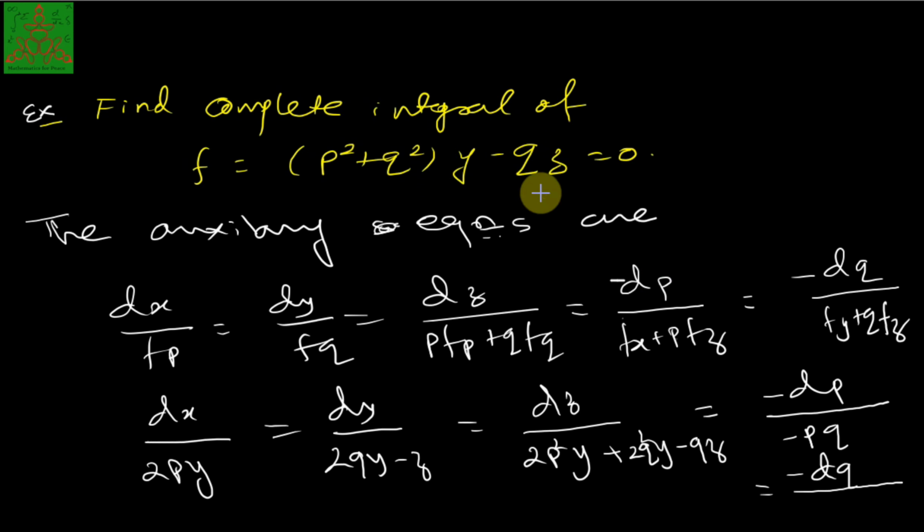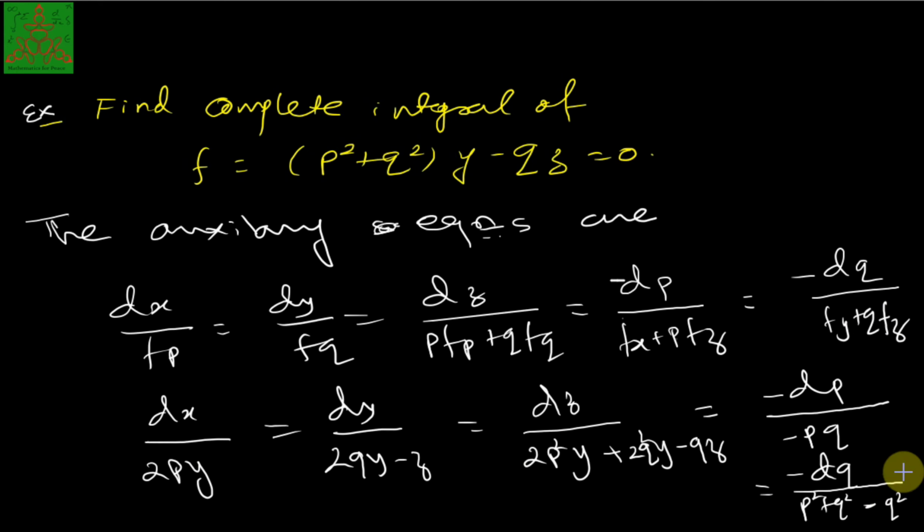dq/(fy + qfz). The derivative of this with respect to y gives p² + q², and q into fz, the derivative with respect to z is −q, so that is −q² there.